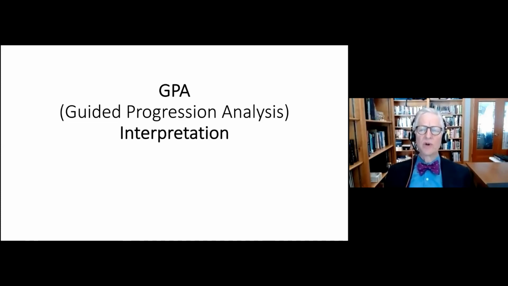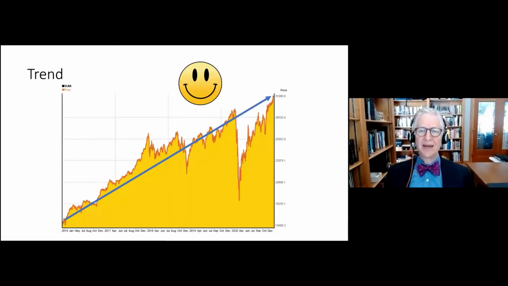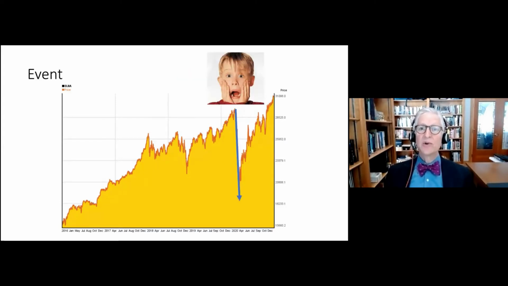Let's look at how to interpret the guided progression analysis. Guided progression analysis shows us events and trends in the visual field. Here's a trend. Trend is upwards. We like that, makes us happy. Here's an event that makes us unhappy.